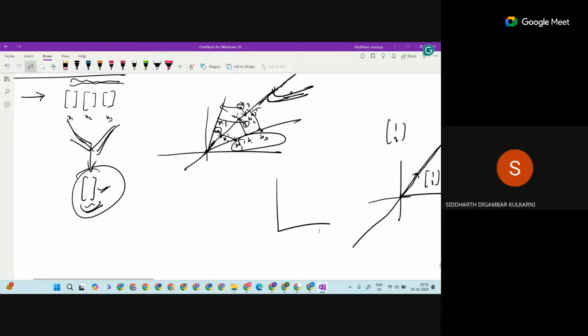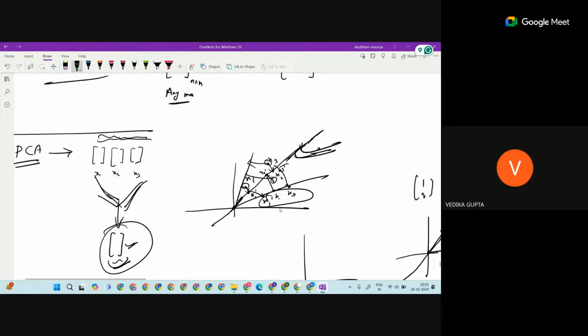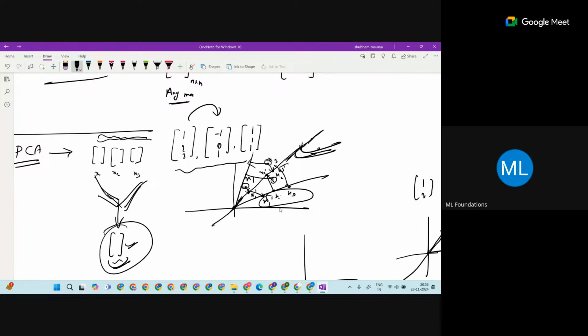So taking an example will be better. Let's say I take (1, 2, 3), another one (-1, 0, 1), and another one (1, 1, 1). If you check, all three are going to be independent. Surely they are independent. Suppose this is the data x1, x2, x3, all independent.